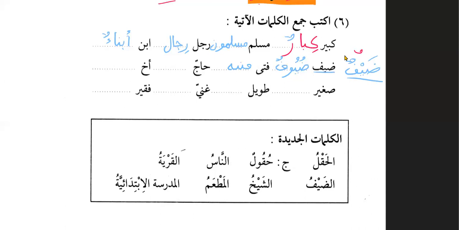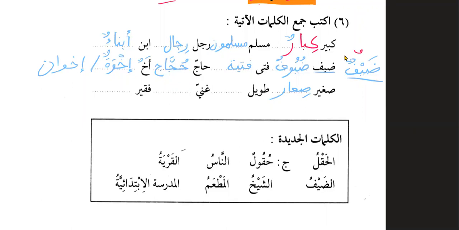فتية. أبو يوسف: حاج، حجاج. جيد. إسماعيل: أخ، إخوة. نعم, do you know another plural of إخوة? إخوان. إخوة وإخوان. طيب. صغير، عبد القيوم: صغار.